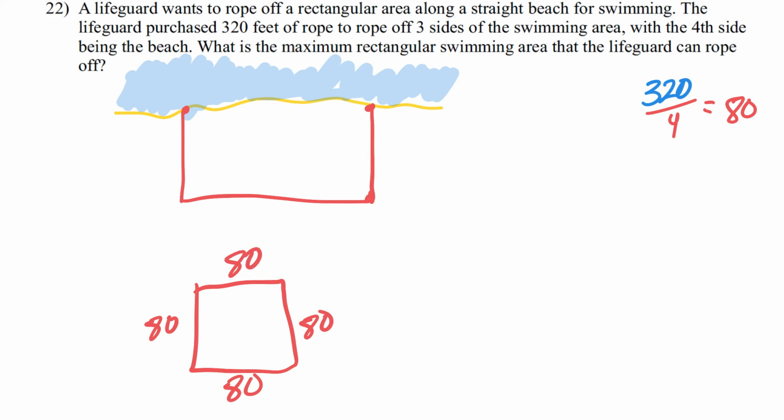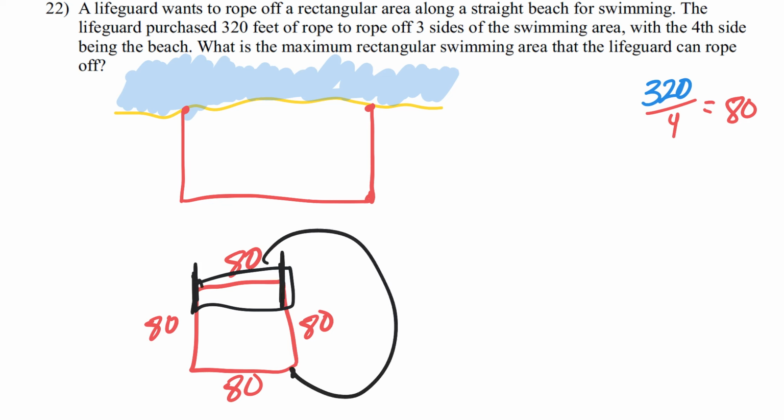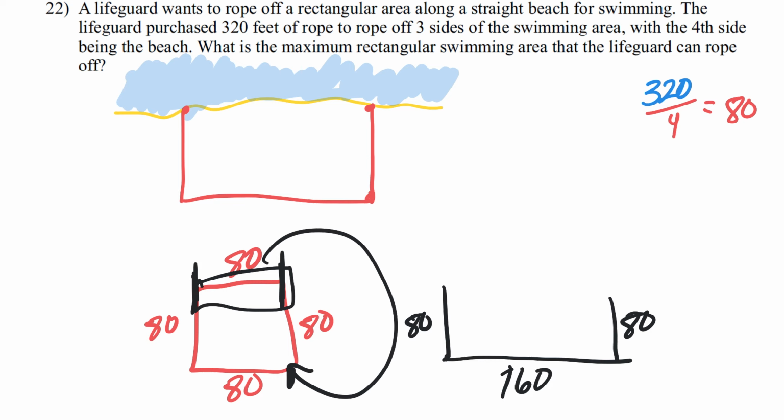But we don't need this 80 right here, because it is the ocean. And the more ocean that we use, the better. So we're going to try to keep our square shape, but what we're going to do is take this segment of 80 and give it to the other side. These two on the outside are still going to be 80, but the side over here is going to be 160. This is the way we maximize our area.